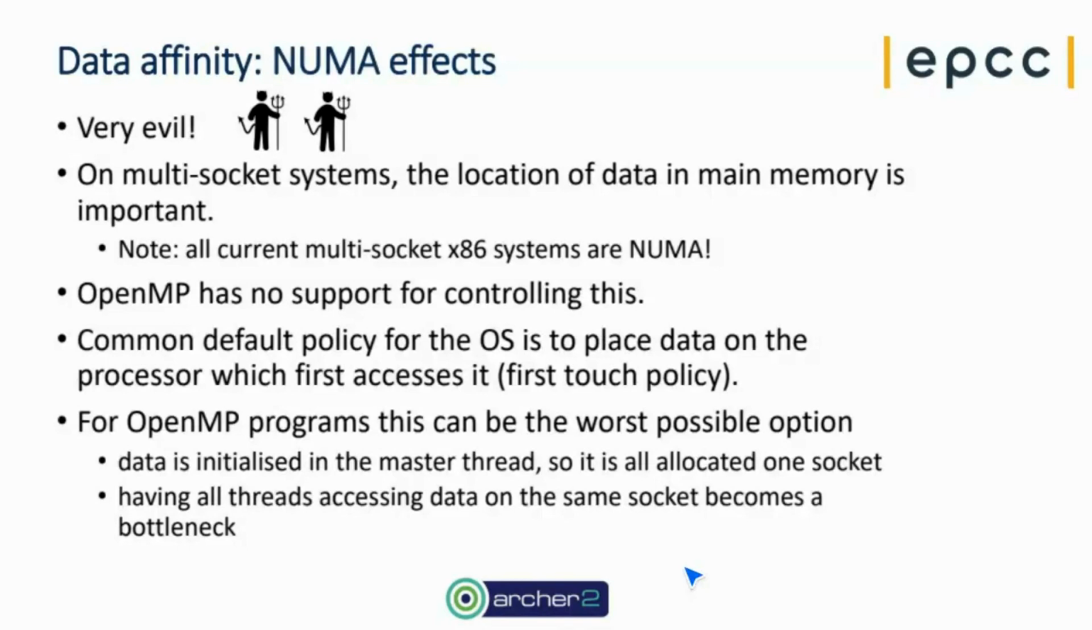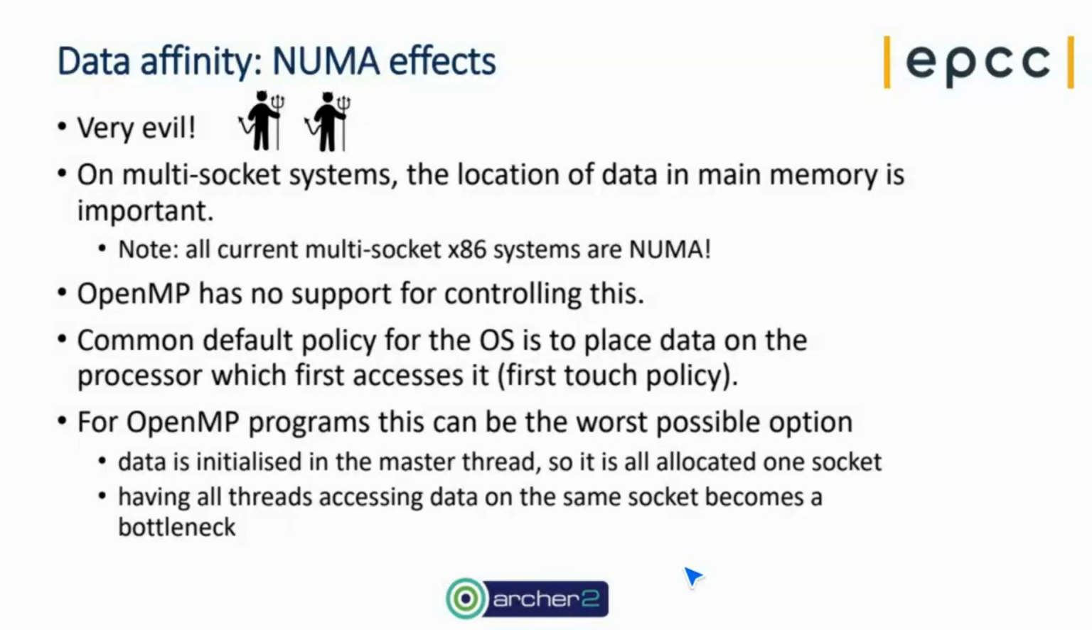Okay, so that's just a relatively straightforward cache affinity. Then we have to think about NUMA effects. So this is like doubly evil, if you like. Whenever we have multi-socket systems, or indeed newer architectures like the AMD Rome, which actually has multiple NUMA domains within a single socket, then as soon as we're in that situation, the location of data in main memory becomes important.